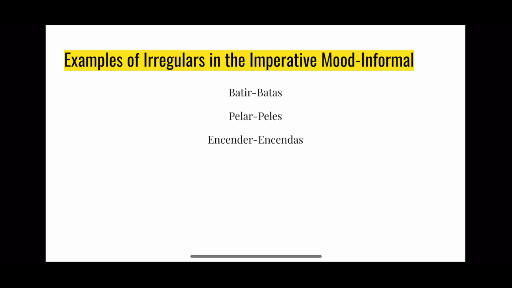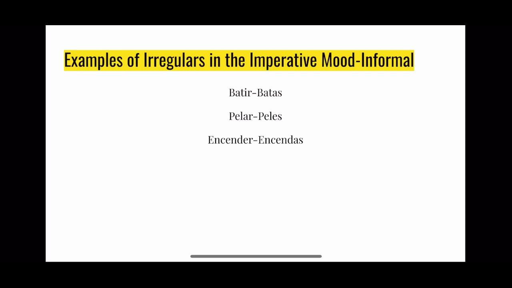So moving on to the next slide, we have 3 examples of irregulars in the imperative mood for informal. So we have the verb batir, which would be just conjugated to batas because it's an IR verb. Pelar, which would be conjugated to peles because it is an AR verb. And then for the ER verb encender, we would change it to encendas.